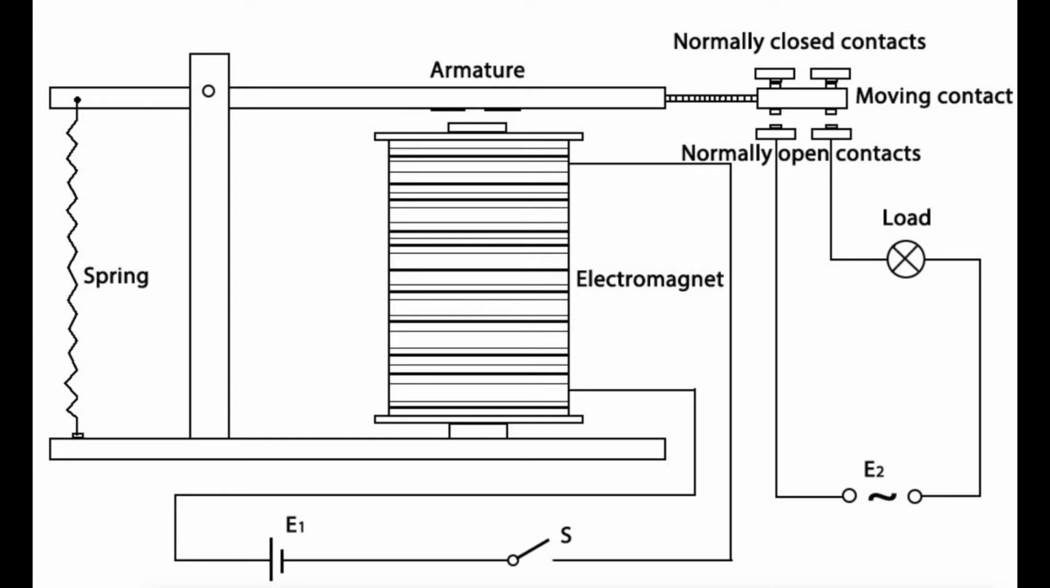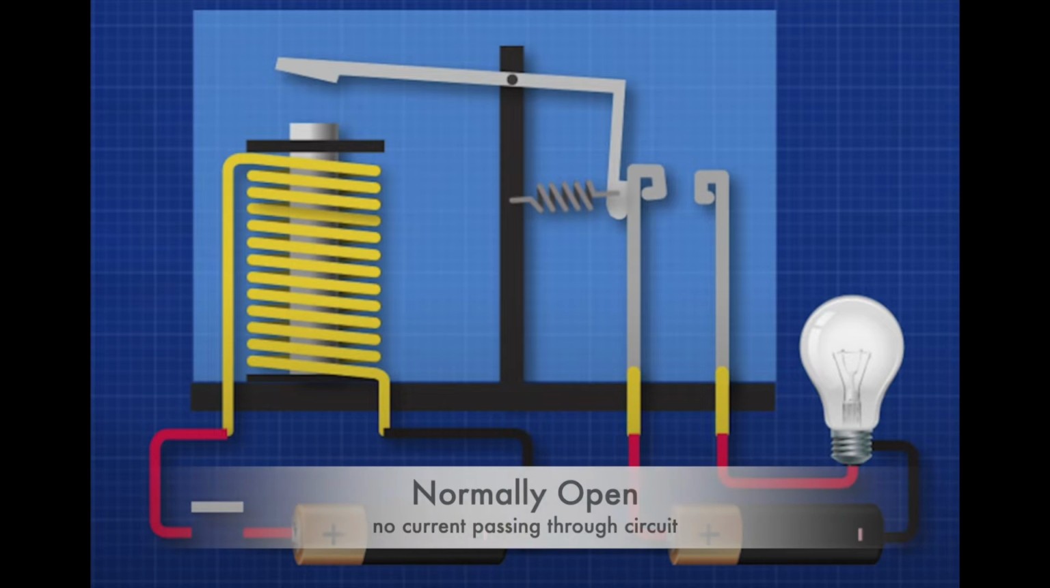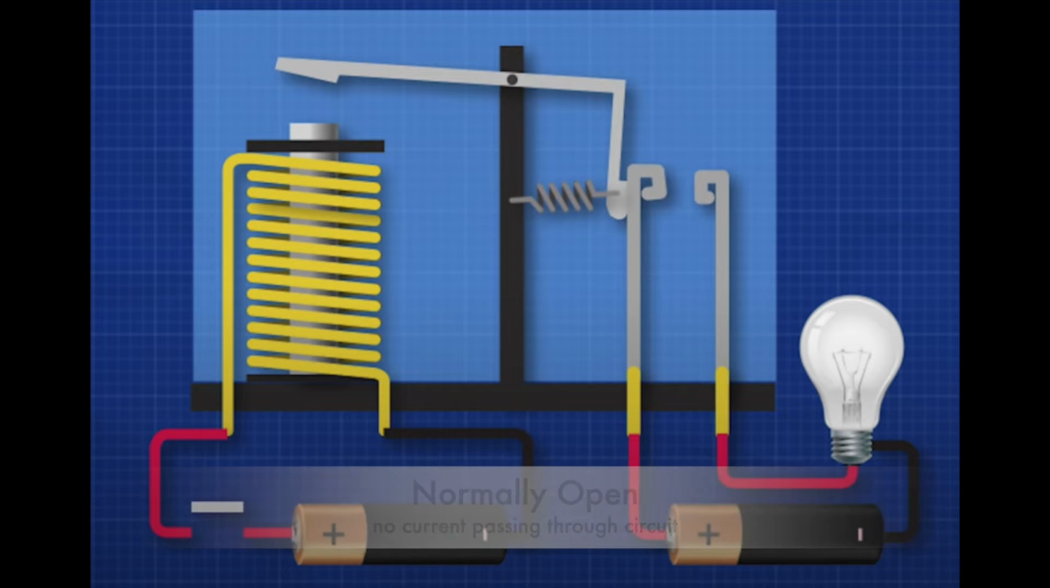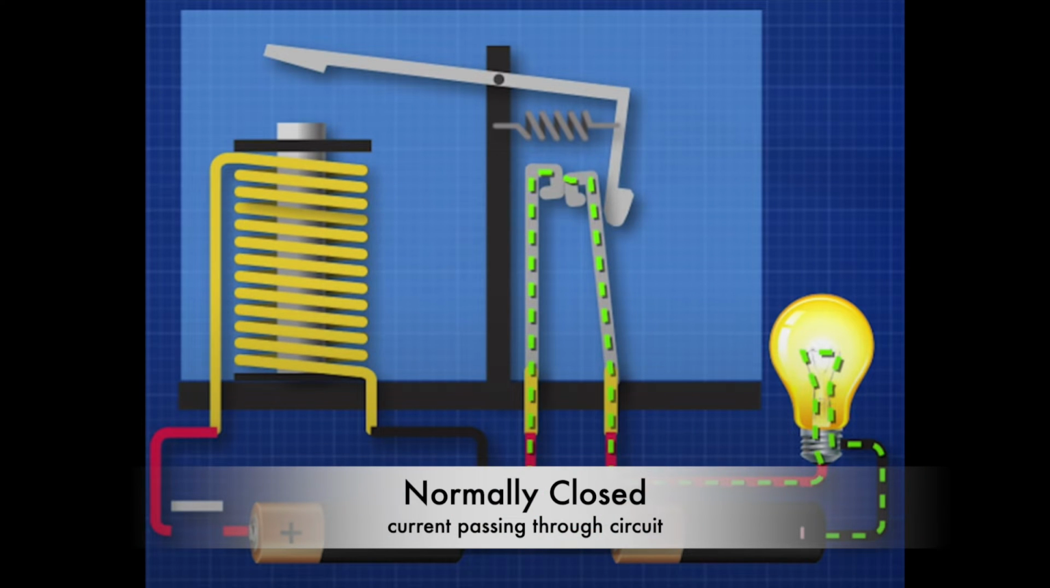And finally, there's a set of electrical contacts which have two contact points: normally open, which is connected when the relay is activated and disconnected when it's inactive, or normally closed, which is not connected when the relay is activated and connected when it is inactive.